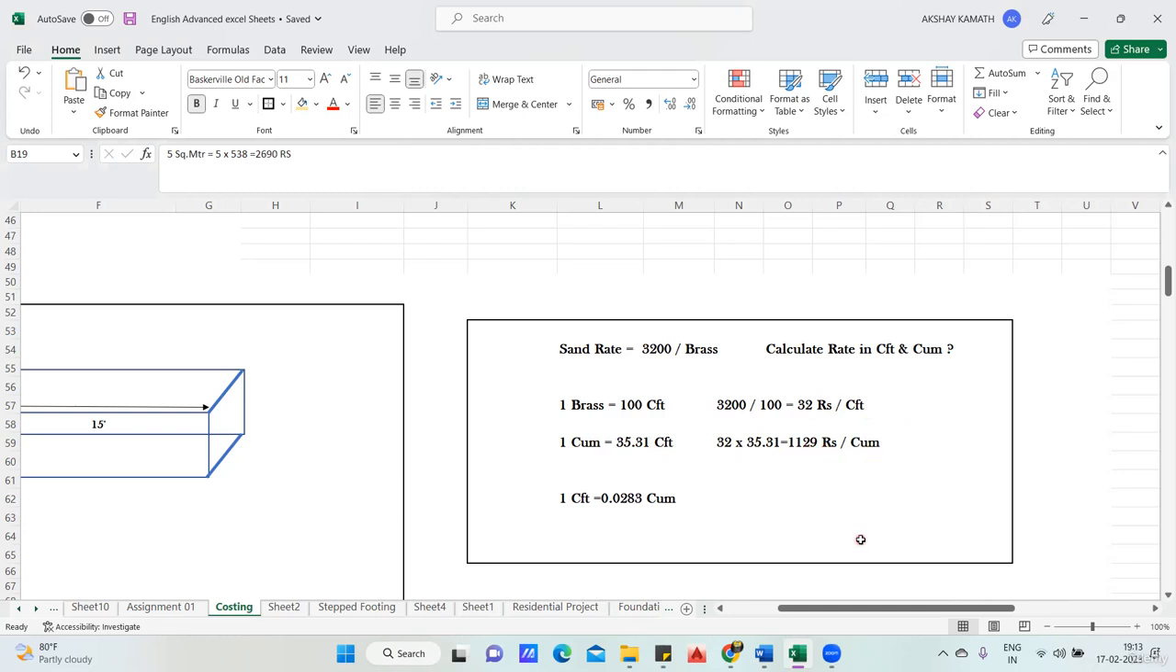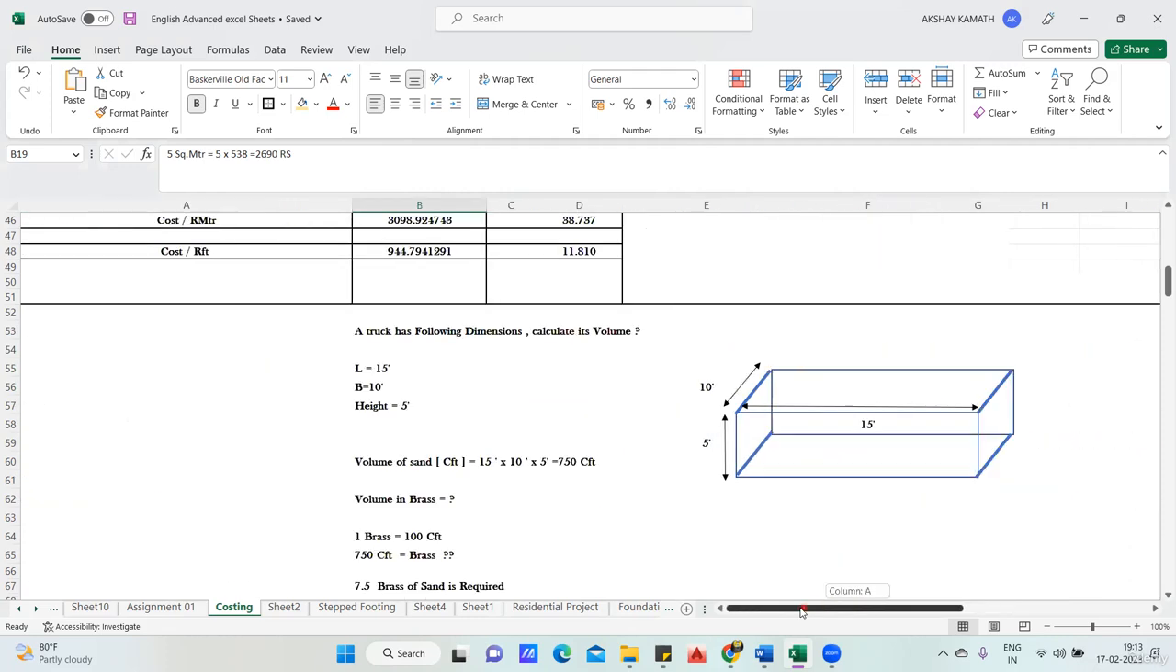Okay, right. After this, let us say you have a truck. This is a truck I have. If you want, I'll just make a wheel to this. Okay, so this is a truck I have. This is the length of that truck, this is the breadth of the truck, and this is the height of it. That container. So it's telling the length is 15 feet, the breadth is 10 feet, and the height is 5 feet.